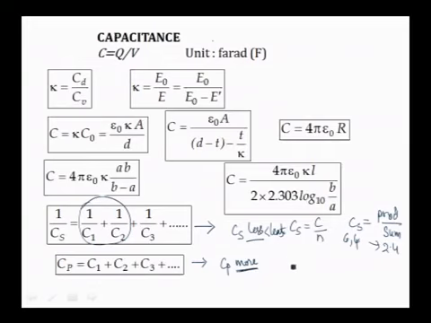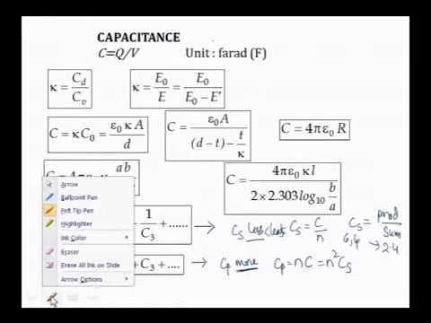If you put n of them in parallel, obviously it becomes n times C, and you can notice that if you compare these two, this is n square of Cs. So for n capacitors connected in parallel, the effective value is n square times that of the same n capacitors connected in series.